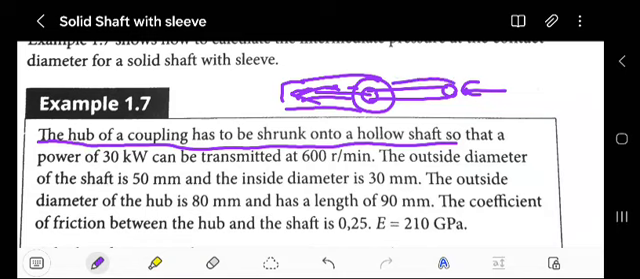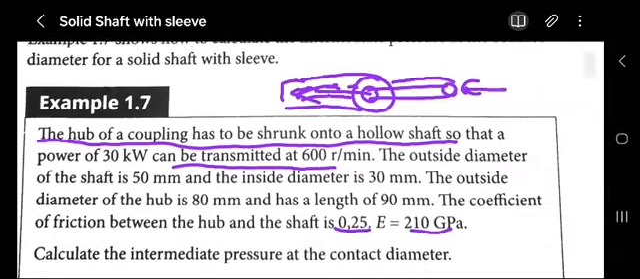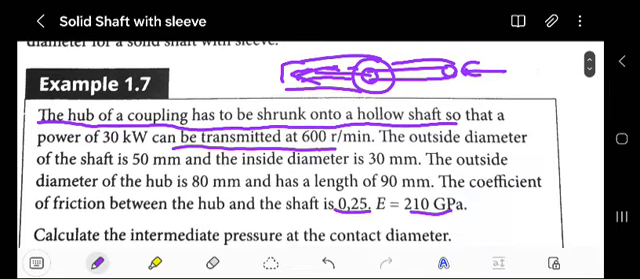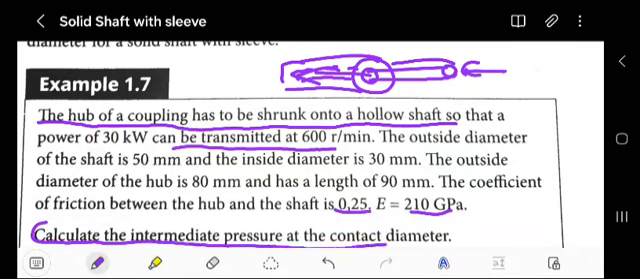The power to be transmitted is 30 kilowatts. We're given the number of revolutions. Then the outside diameter is 50. The inside diameter is 30. The outside diameter of the hub is 80. The length is given. The coefficient of friction given is 0.25. E is given. But here it says you should calculate the intermediate pressure at the contact diameter DC.